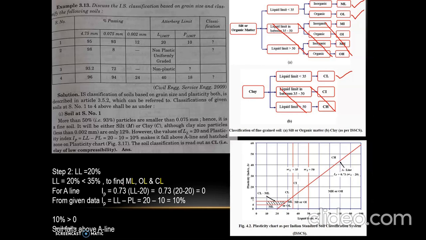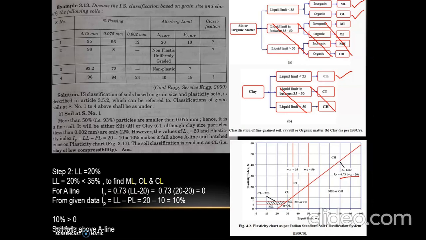So now we confirm that the soil will have low compressibility. So we will use the second letter as L. And we do not know whether it is silt, organic matter, or clay. So to find out whether it is silt, organic matter or clay, we will have to determine the plasticity index, that is IP, for the A line and IP for the soil with the given data. IP for the A line is given by the equation 0.73 into liquid limit minus 20. That is the equation which is used over here.